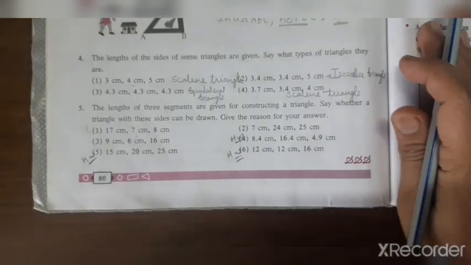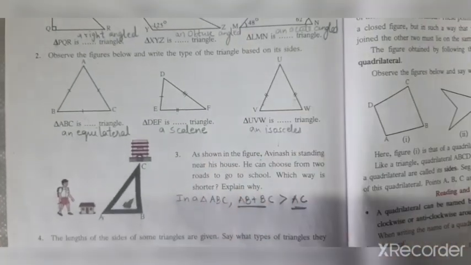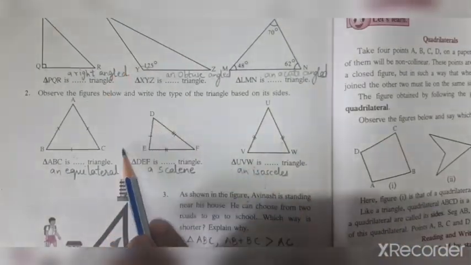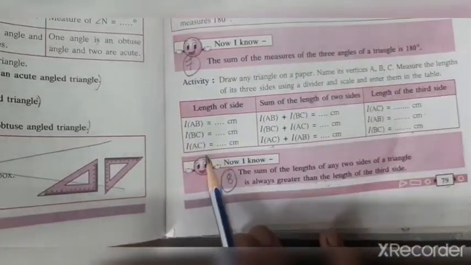With this we finished exercise 3.6. We are going to solve these sums in your notebook. First and second can be done in the textbook itself. Third, fourth and fifth have to be done in the notebook. And on page numbers 78 and 79, altogether 8 statements which I have marked, you are going to write all those statements in your notebook.